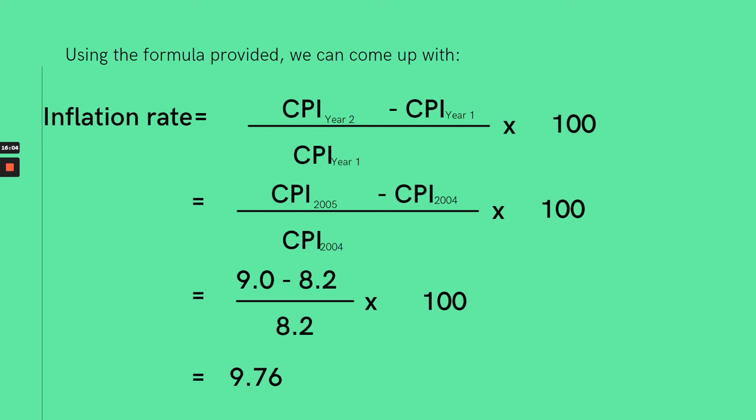So therefore, 9.76, meaning the inflation rate from this example simply means that anything that we bought in 2005 has increased its average price by 9.76% from 2004, right? So most of us will say inflation is actually negative, no? Inflation is not good, but there are other sectors in society that say that inflation is good.